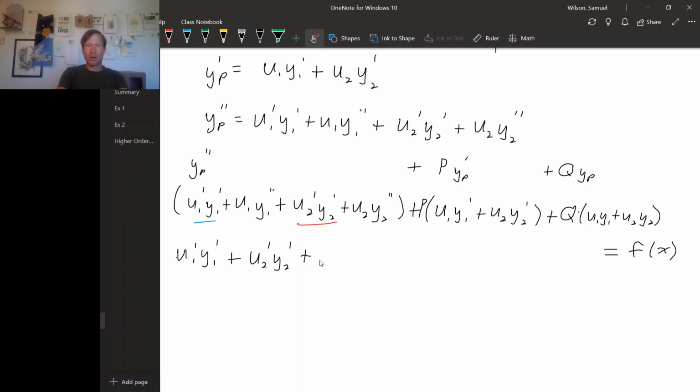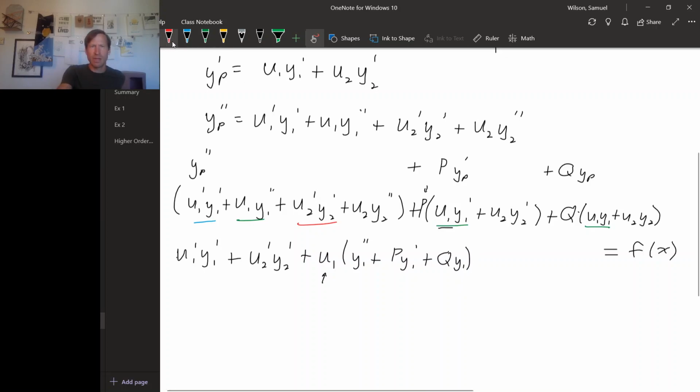All of the other terms have u's with no derivatives. So let's gather up all of the terms that have u1 with no derivative. So there's this one, that one. Since all of those have a factor of u1, I'm going to factor out this u1 in front. So we get y1 double prime. From the second piece, we get plus, don't forget this coefficient function p, so p times y1 prime. Remember, we factored out the factor of u sub 1 here. Okay, plus, and then from the third piece, don't forget the q times y sub 1.